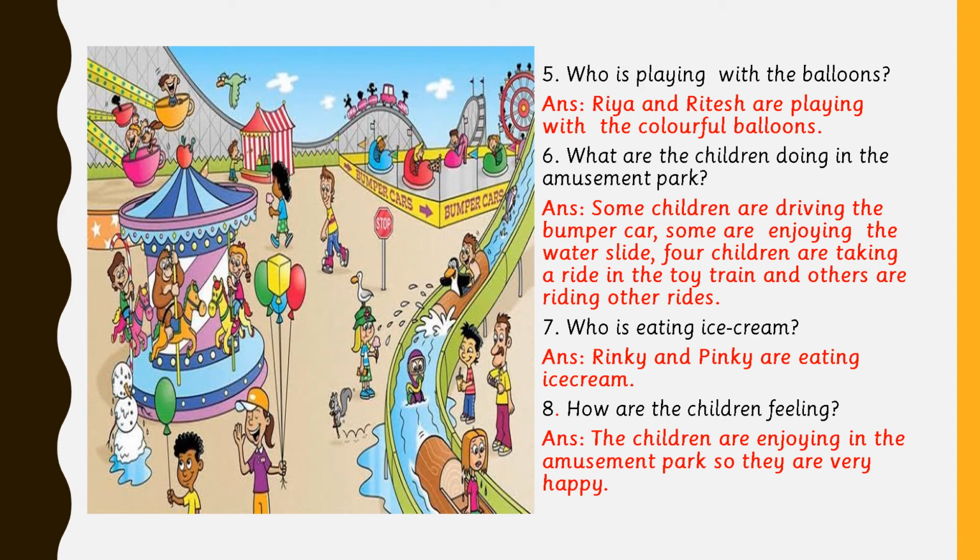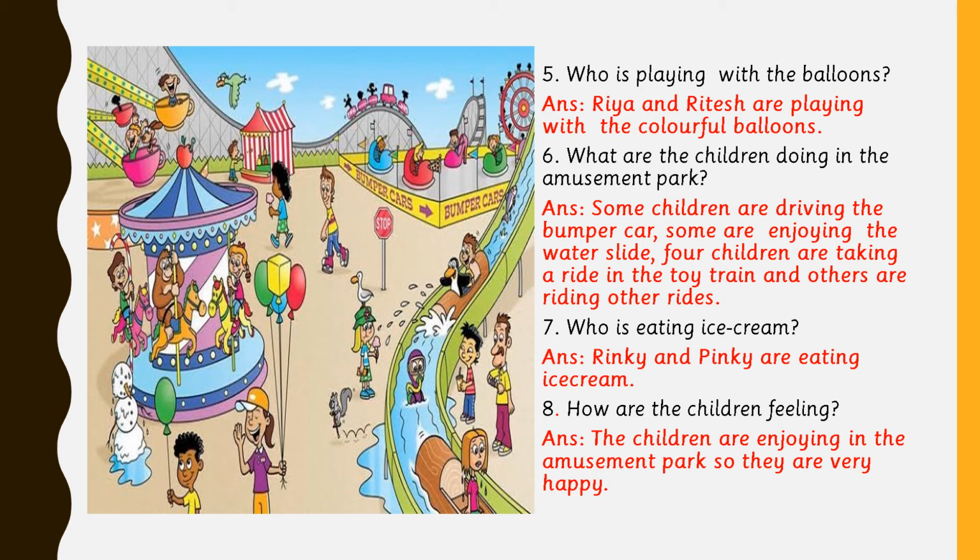Who is playing with the balloons? Riya and Ritesh are playing with the colorful balloons. So as you can see, children, there's a boy and a girl, both playing with balloons. So I have given them the names Riya and Ritesh. What are the children doing in the amusement park? When you look at the picture, some children are driving the bumper car, some are enjoying the water slide, 4 children are taking a ride in the toy train, and others are riding other rides.